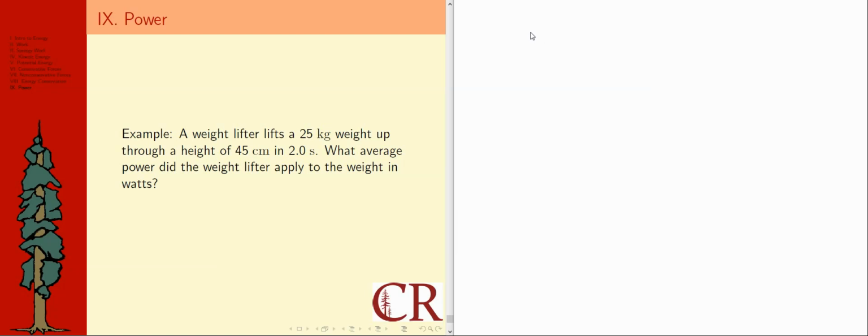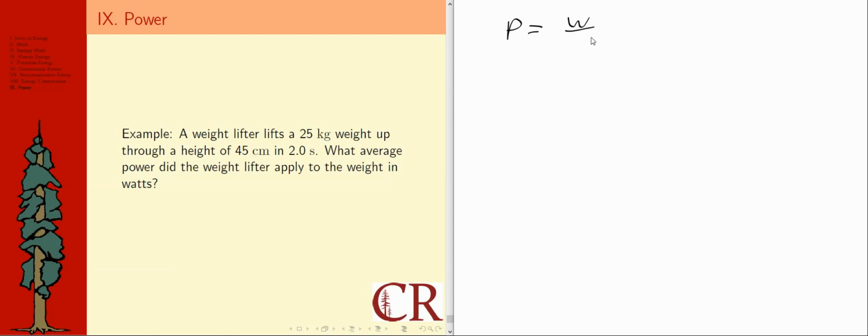Well, in reality, the weightlifter may have started out faster and then slowed down, or maybe she started out slow and then sped up, right? In that sense, maybe the power was larger to begin with and then less later on, or the opposite, right? But really, the two formulas that we've been presented for power really are kind of like average power formulas.